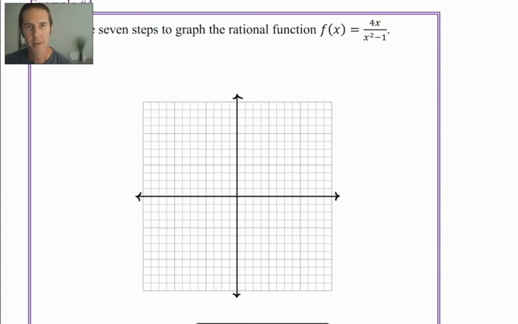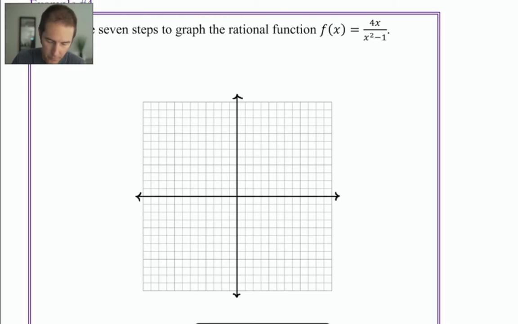Ready to do some graphing? First, let's test for symmetry. Let's test for negative x, that isn't going to work. If we negate the whole thing, let's try that one. Let's see if this function is odd.